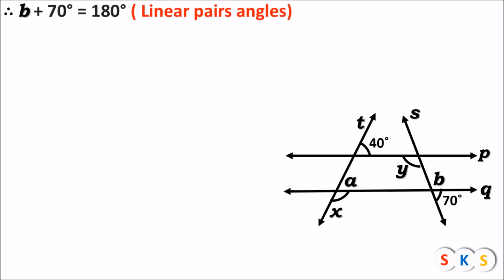B plus 70 degrees equals 180 degrees. Okay, look at this figure. Can you find angle B and 70 degrees? Yes, they form a linear pair. Therefore the sum of these two angles is 180 degrees. Now we will shift 70 degrees to that side of the equal sign. Therefore B equals 180 degrees minus 70 degrees. Therefore B equals 110 degrees.